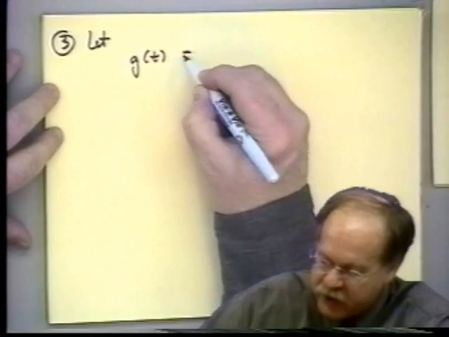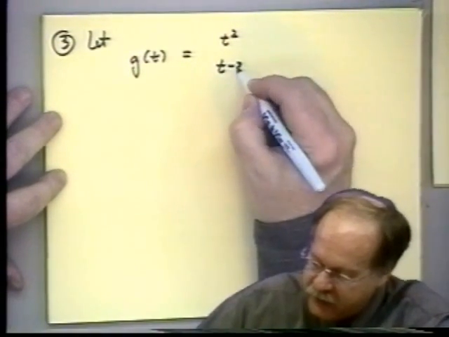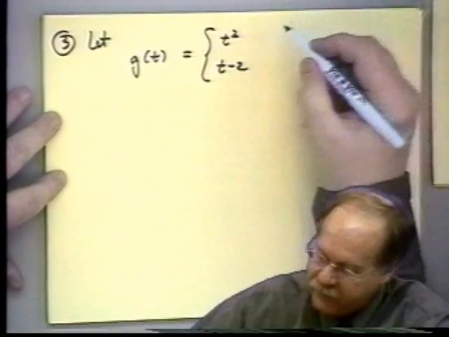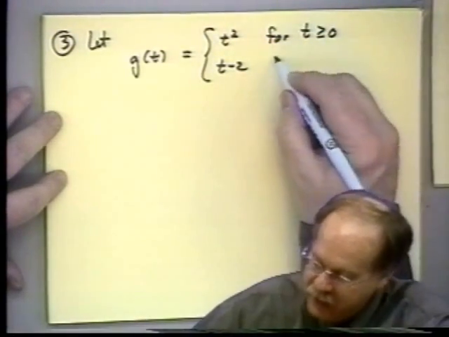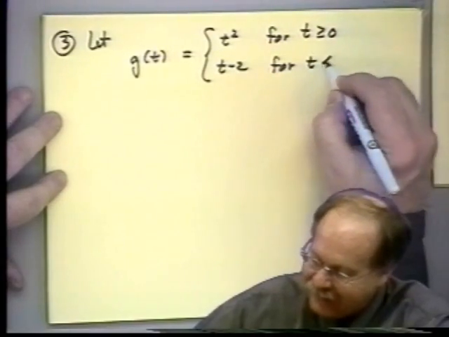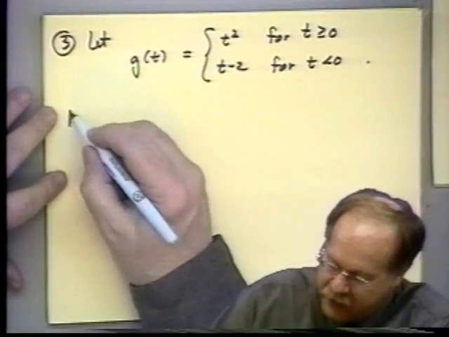Let's take a piecewise defined function. It'll be t squared for t greater than or equal to 0, and t minus 2 for t less than 0. And of course that covers the whole real number line.